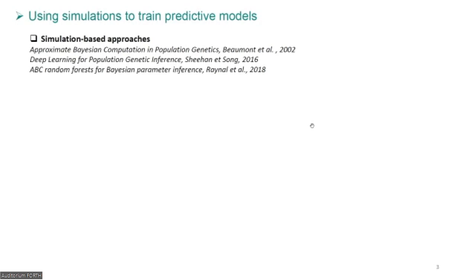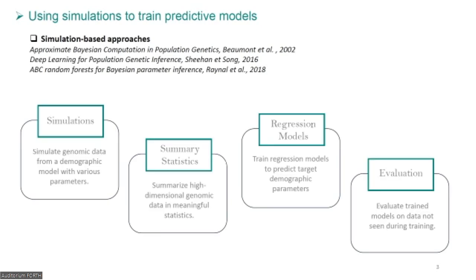And then there were methods using the simulations directly to train a predictive model, such as, for instance, for predicting effective population size with a neural network in the seminal paper Deep Learning for Population Genetic Inference from Sheehan and Song, and some random forest for classification or regression tasks in population genetics. And this is this kind of approach that we use in our case for our demographic situation.